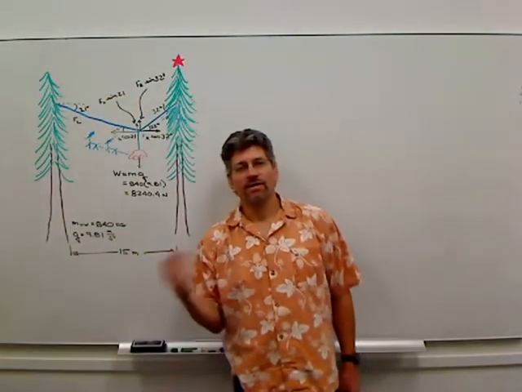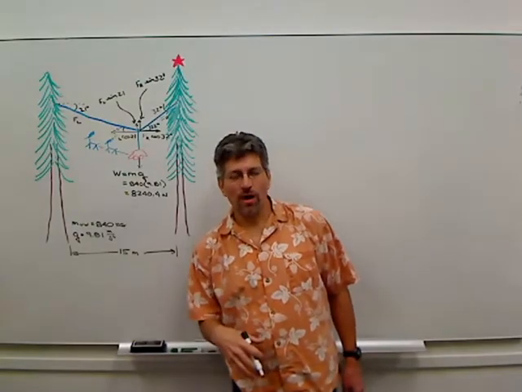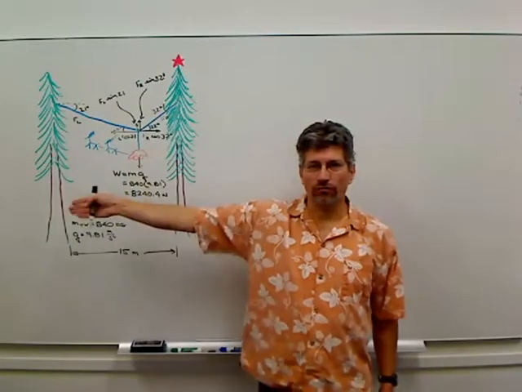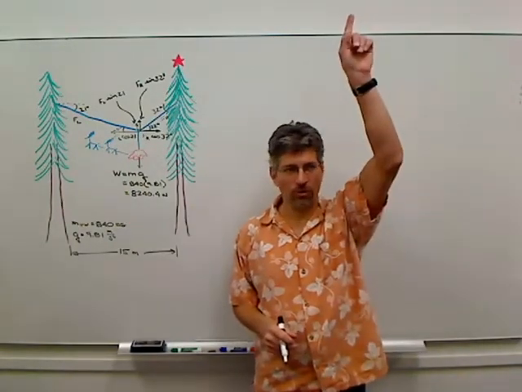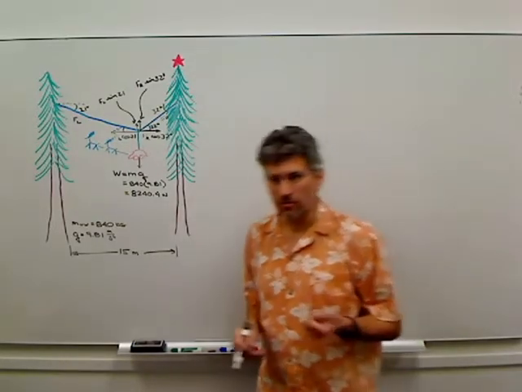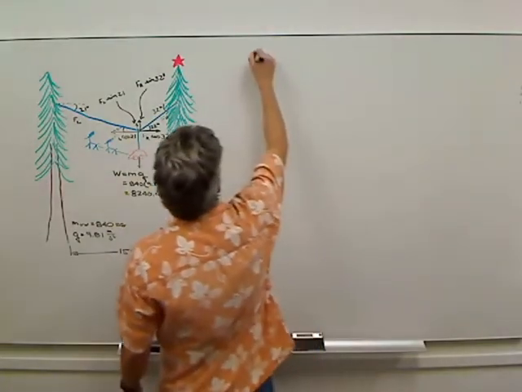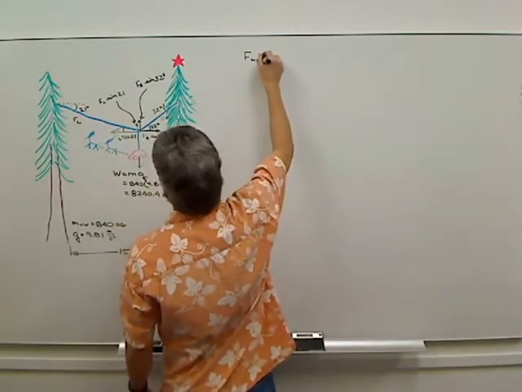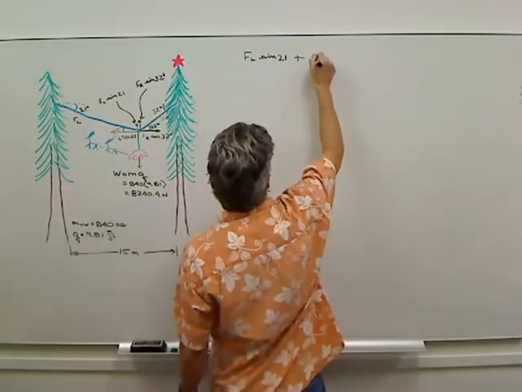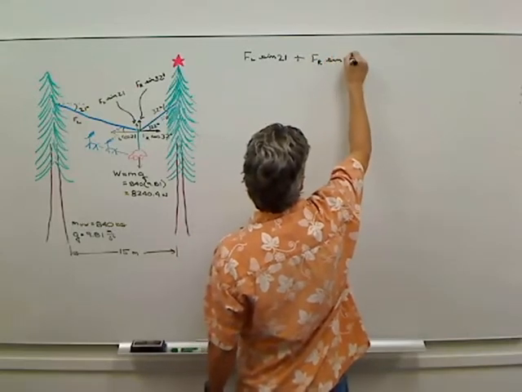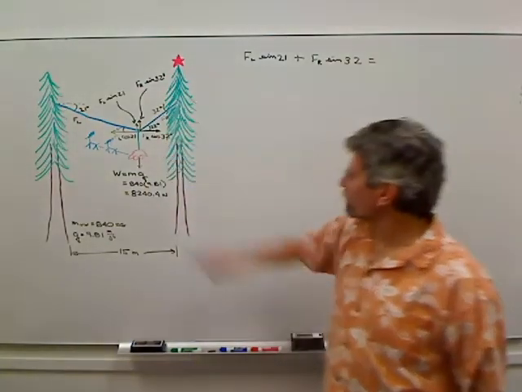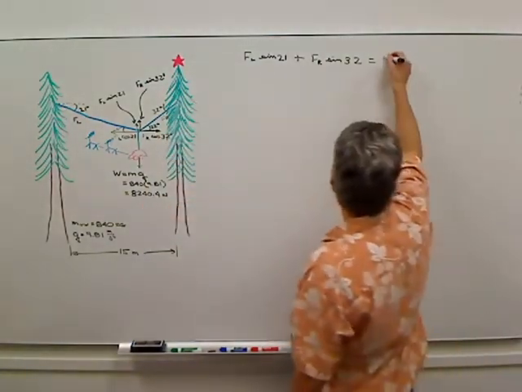Now when you solve statics problems, it's simply a matter of setting the forces to the left equal to the forces to the right, the forces upward equal to the forces downward. So let's write a couple of expressions that do that for us. The upward forces, F sub L sine 21 and F sub R sine 32, and that is equal to the downward force, which is 8240.4.